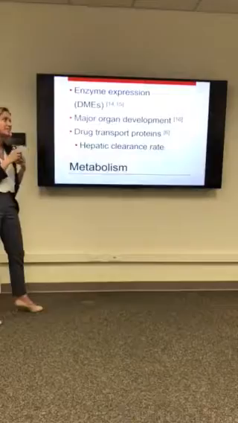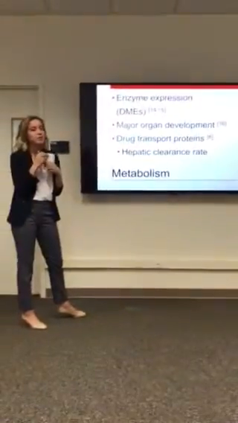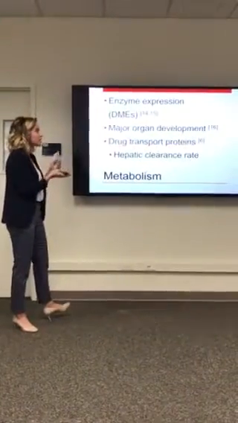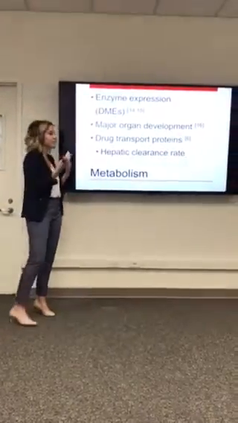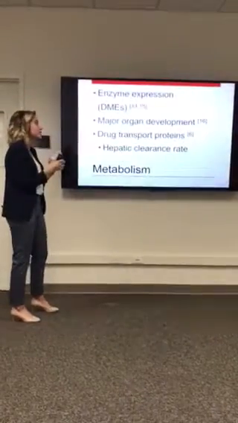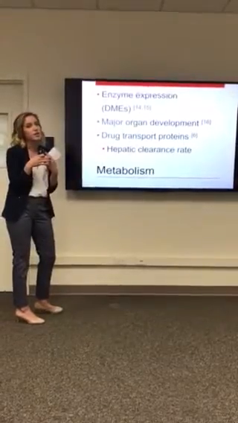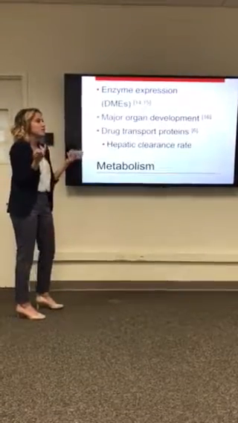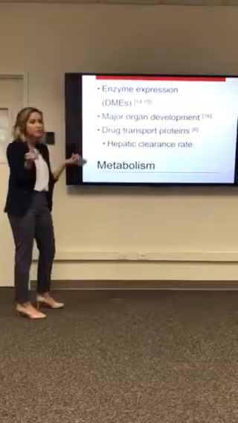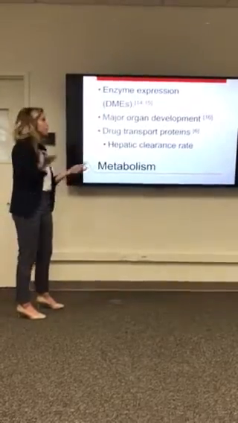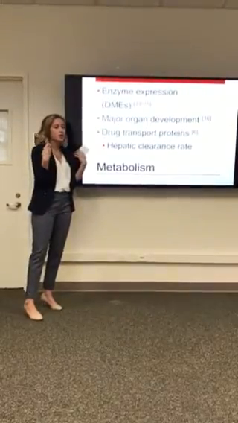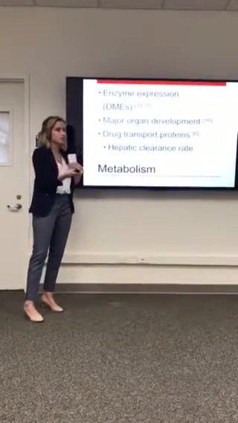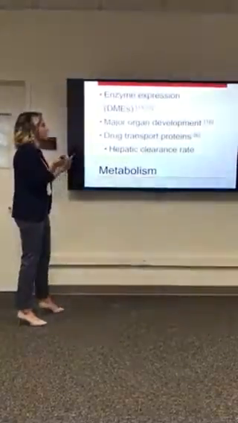Next is metabolism. So metabolism is the most complex aspect of pharmacokinetics when comparing children to adults. And this is because of a lot of different things, but mainly enzyme expression and major organ development. So your organs aren't fully developed until you're about 15 or so. So until that point, the liver, which is where primary metabolism occurs, is not working at as efficient a rate as it is in adults.